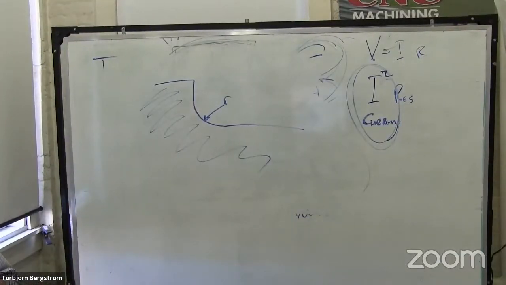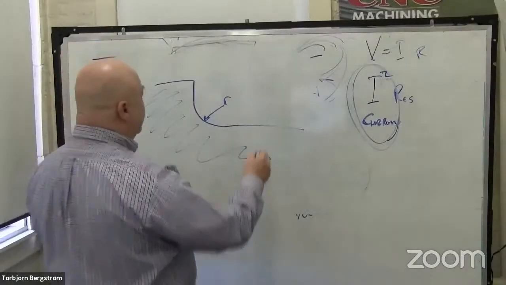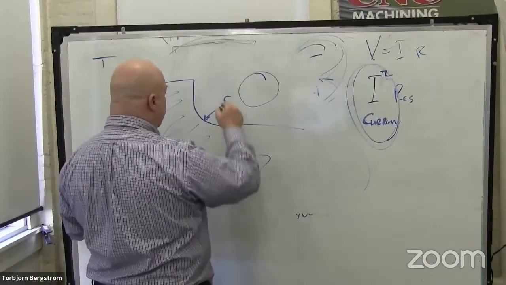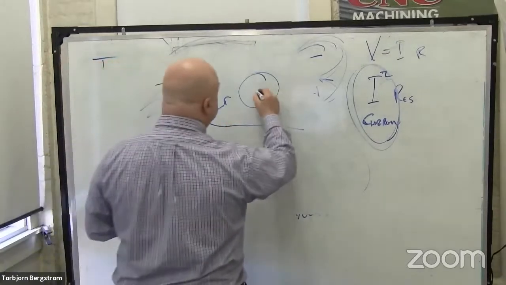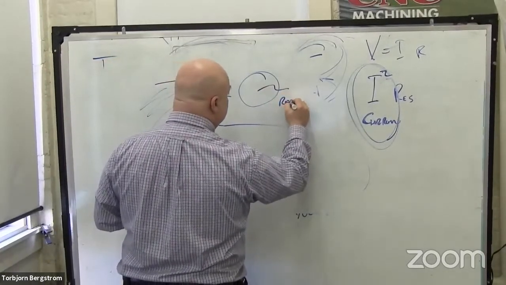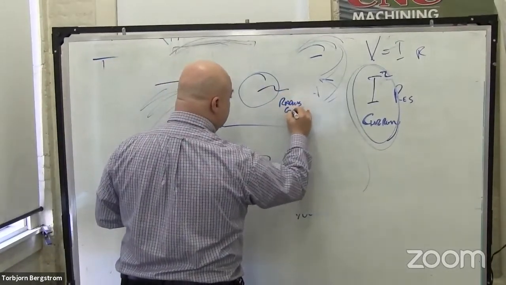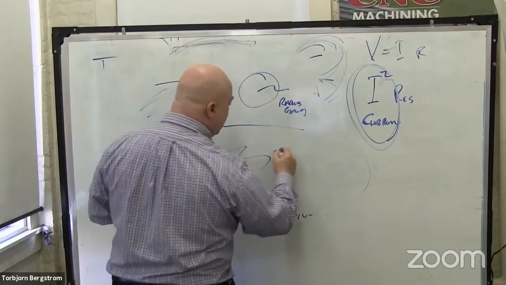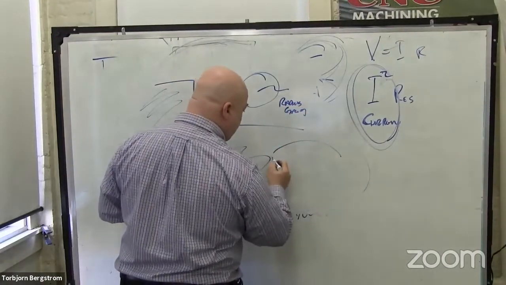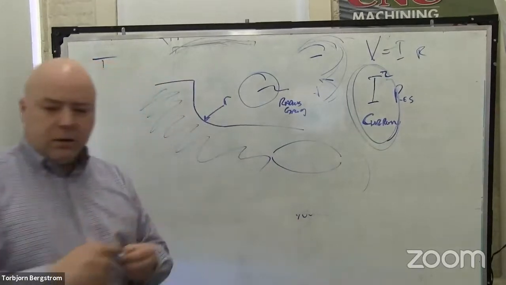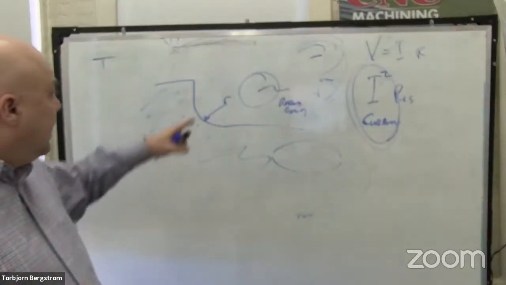By using like 2 different arcs. We take stuff that we know the radius of, and we see if it fits in there. So it's called a radius gauge. And you can do it for concave shapes or convex shapes.